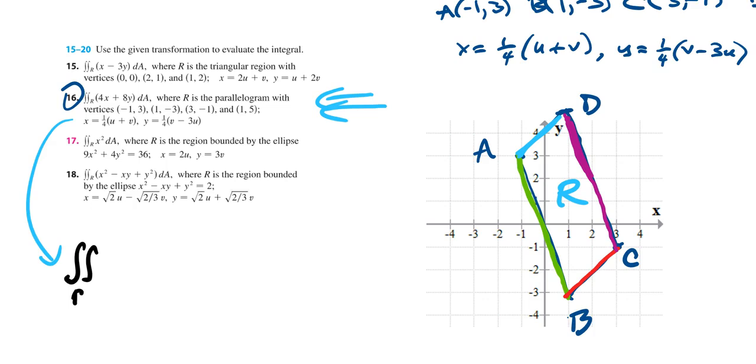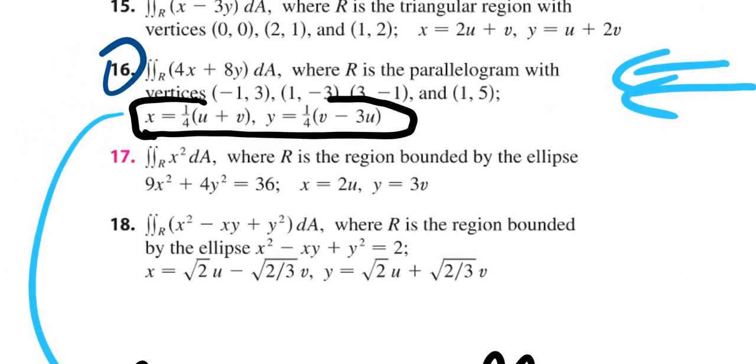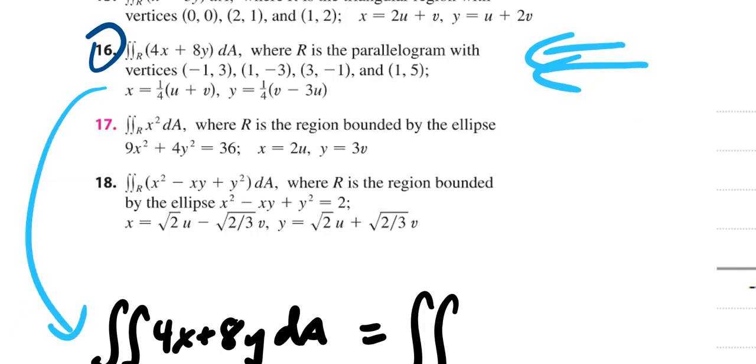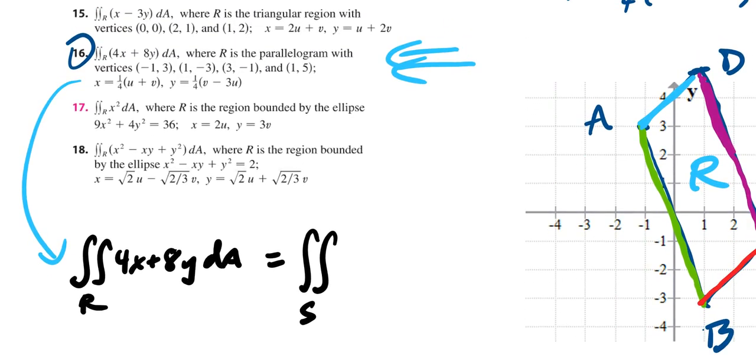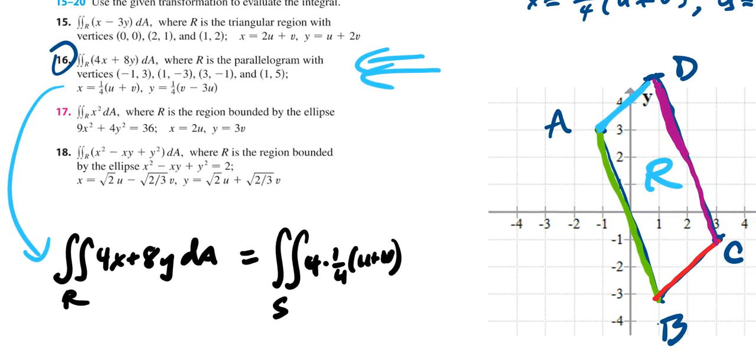We have a double integral over R of 4x plus 8y dA. And so we're going to convert this to a double integral over S. They're already giving us the formulas here for X and Y right there. So you plug those in to get the double integral in terms of U and V. Wherever there's an X, I'm going to put 1/4 times U plus V. And wherever there's a Y, I'm going to put 1/4 times V minus 3U.